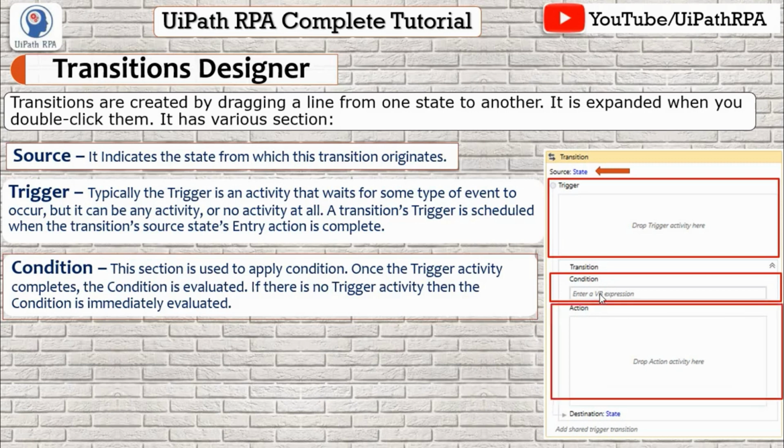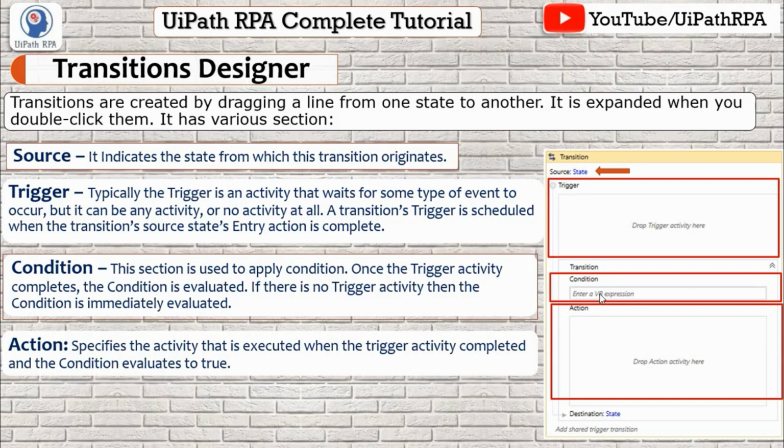This action area specifies the activity that is executed when the trigger activity completes and the condition evaluates to true. So here you can see when the condition evaluates to true. So when the trigger activity is completed and this condition is executed, and if it is true, then this action part will be executed.